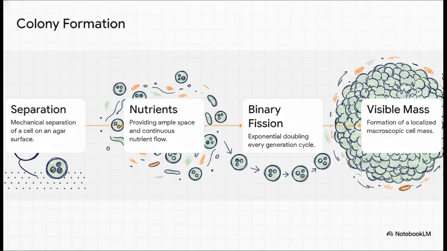So how exactly does one lonely cell explode into a population of millions? Well, step 1 is the mechanical separation of that individual cell onto the agar surface.